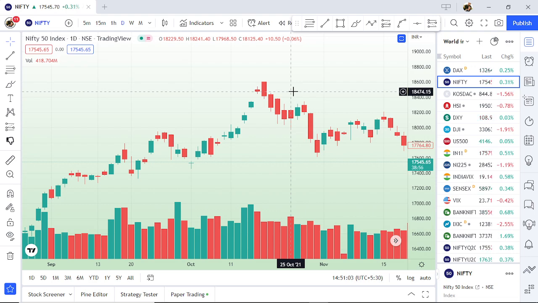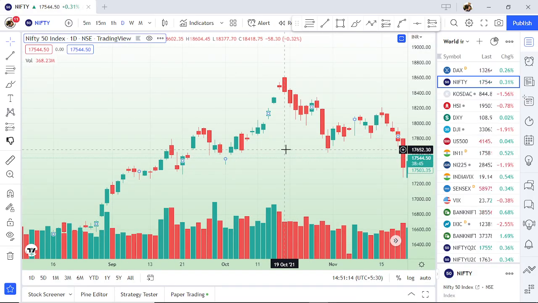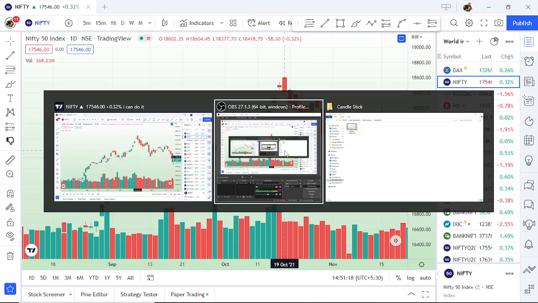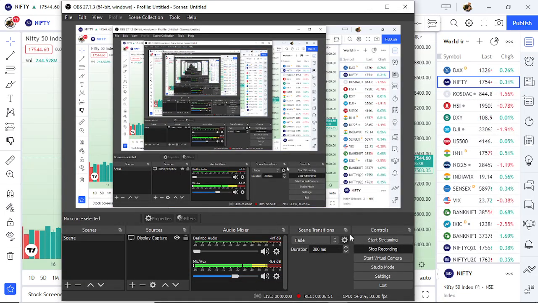So a doji is simple, nothing but a neutral candle. It's just a confusion candle between the buyers and sellers. So this is the one candle about doji, and the next single candle we will discuss in a few seconds.